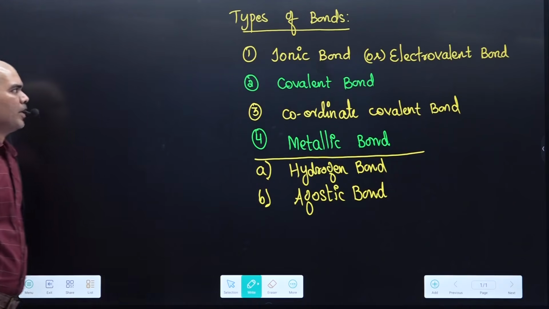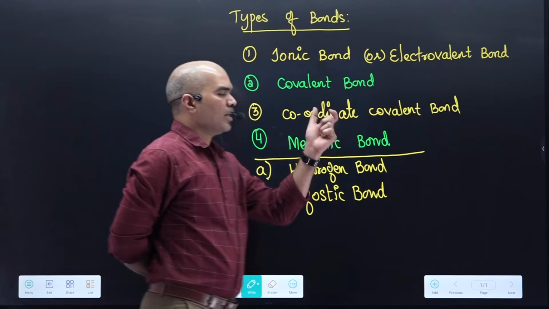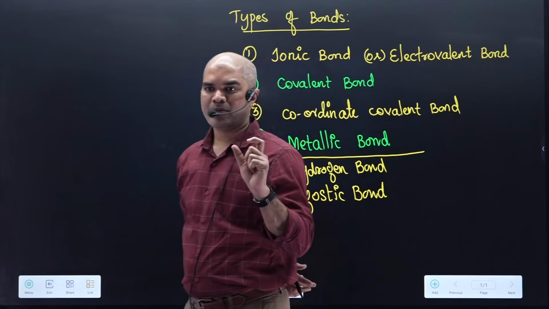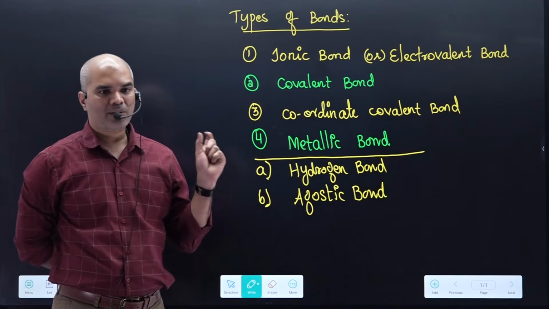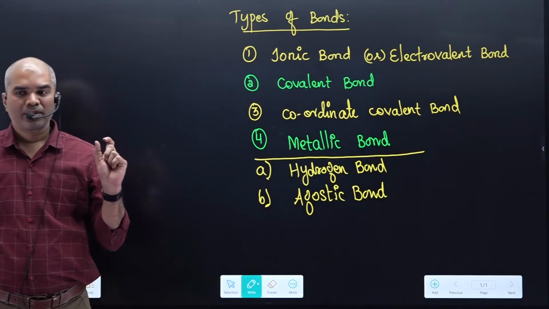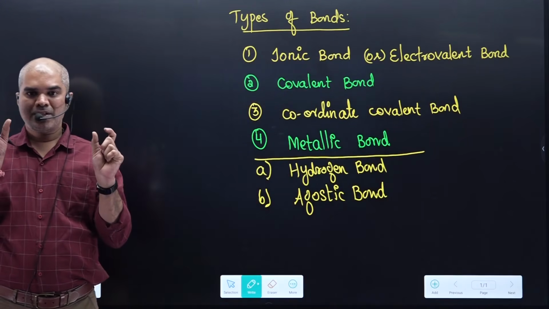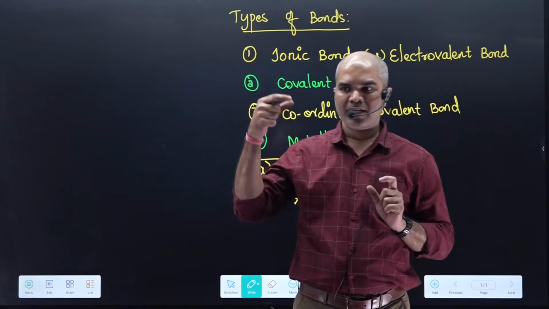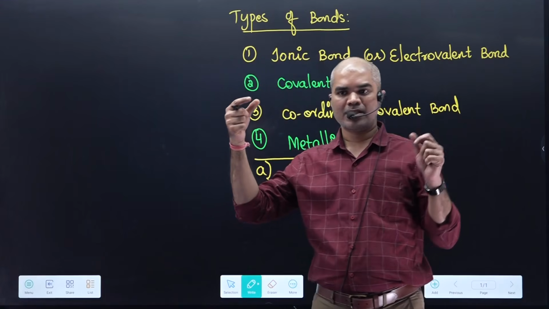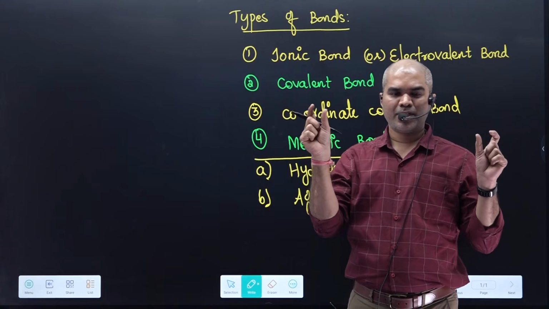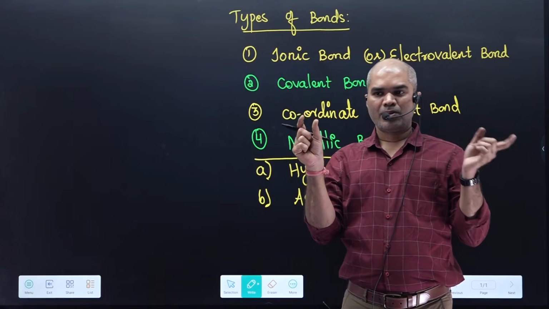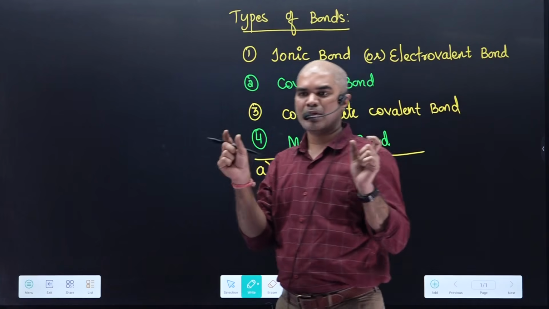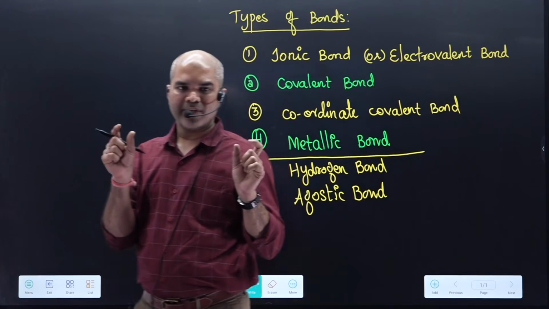So how do you define ionic bond? These are electrostatic forces of attraction between oppositely charged ions. That is what we define as electrovalent bond. So there should be two oppositely charged ions. Suppose if I take sodium, sodium should be existing as Na+, chlorine should be existing as Cl-. Both are oppositely charged ions. The electrostatic forces of attraction between the oppositely charged ions is defined as ionic bond.